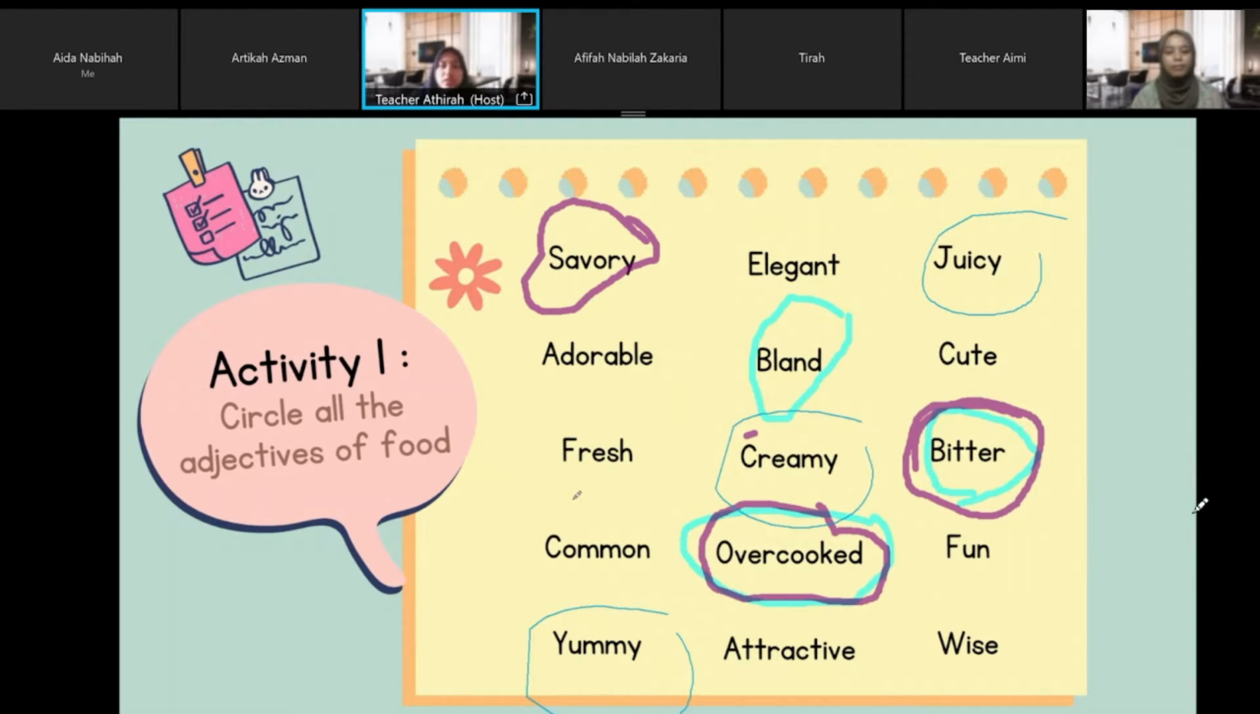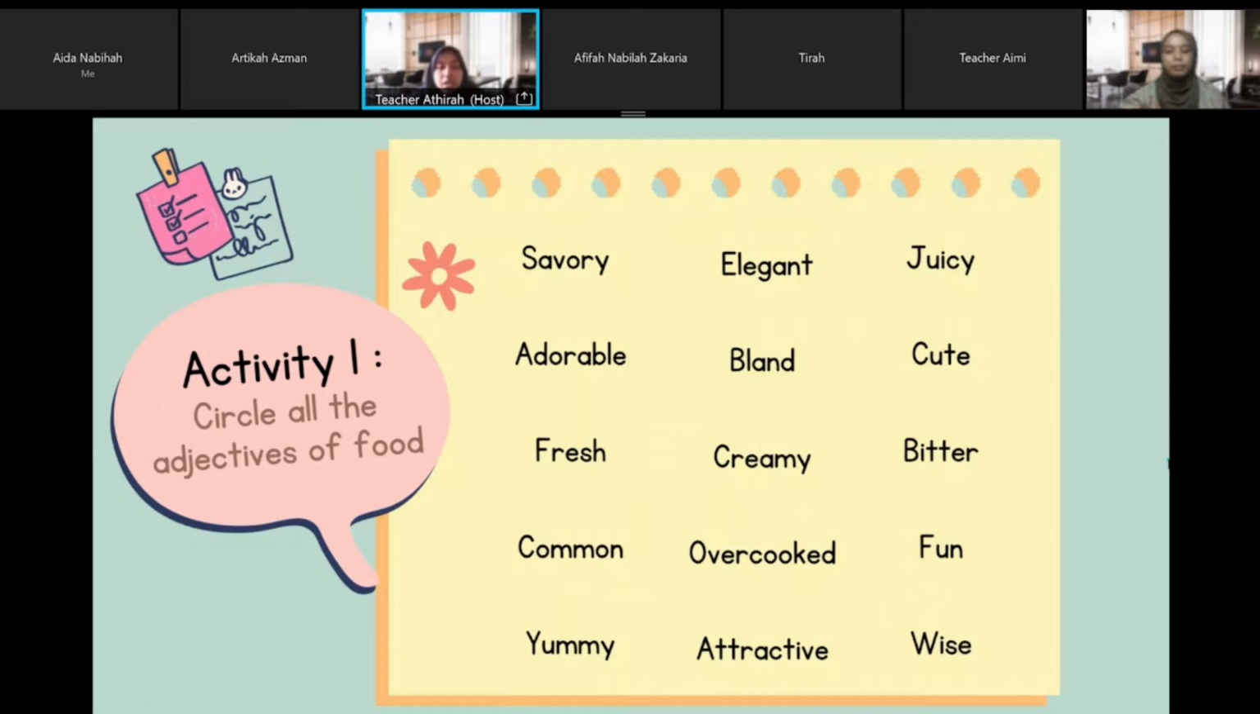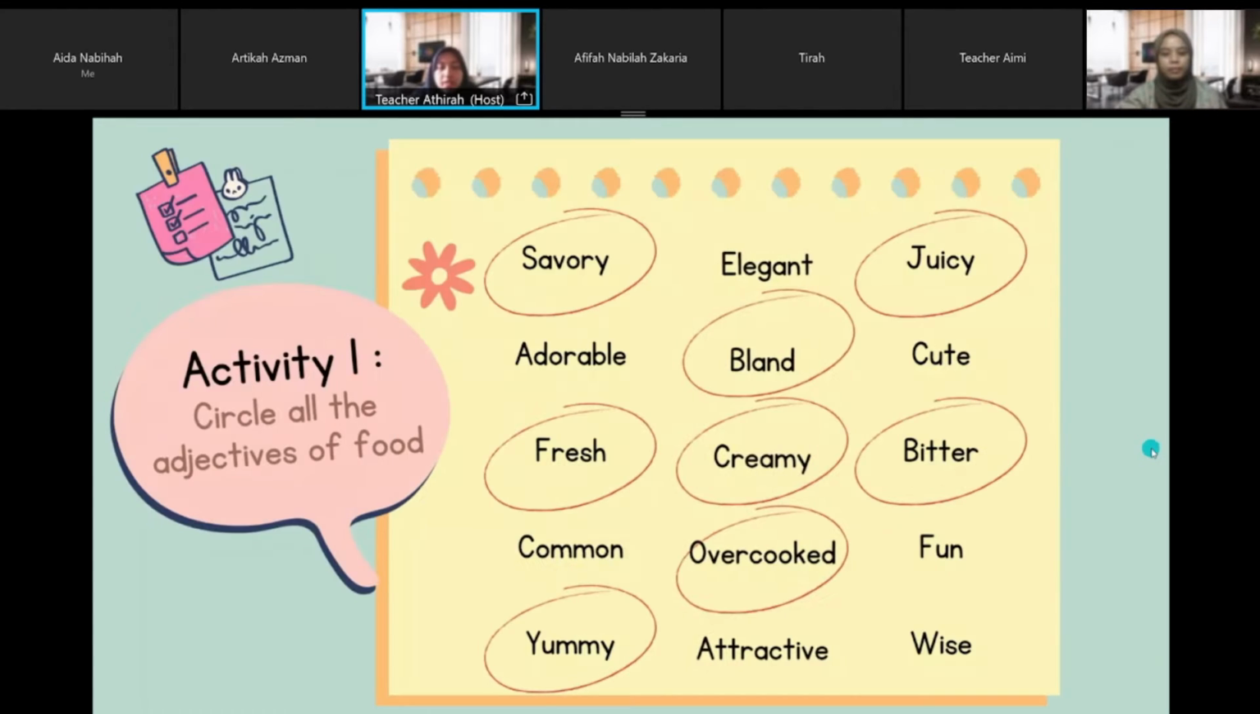All right, let us check the answer now. Yes, that's correct, you got the correct answer. We have savory, juicy, bland, fresh, creamy, bitter, overcooked, and yummy. So all the circled answers are adjectives of food, right? You have done a good job. Next we are going to move to teacher Sarah, who will talk about synonyms.